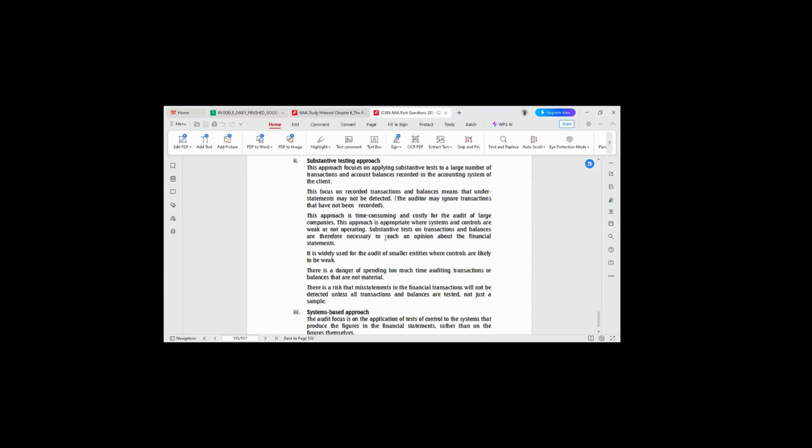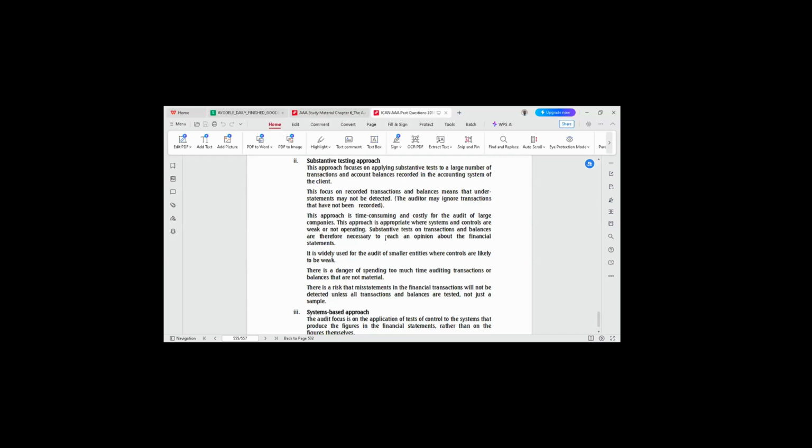Okay, this focus on recorded transactions and balances means that understatement may not be detected. The auditor may ignore transactions that have not been recorded. This approach is time-consuming and costly for the audit of large companies. It is appropriate when the system of internal controls is weak or not operating. Substantive testing on transactions and balances is therefore necessary to reach an opinion about the financial statements.